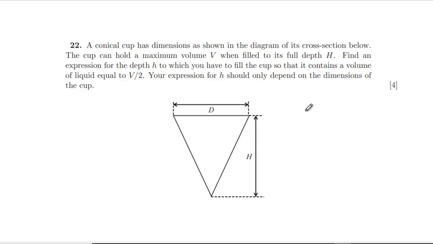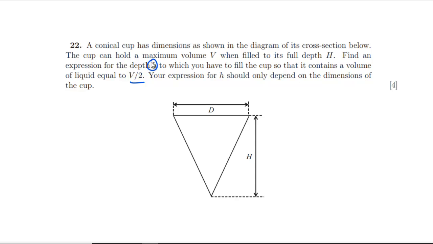22. A conical cup has dimensions shown in the diagram below. The cup can hold a maximum volume of V when filled to full depth H. Okay, find an expression for depth h, little h. You have to fill the cup so it contains half the volume. Well, that's a bit easy, isn't it?